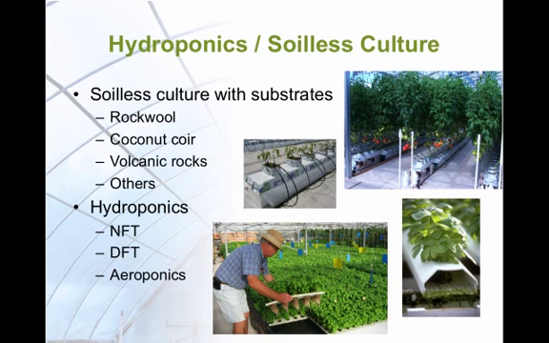Rock wool has some issue of recycling, therefore more people are now using coconut coir as alternative substrate for soilless culture. And hydroponics technically do not require any substrates. For example, NFT system on your right hand side or DFT system at the bottom really don't require any substrates. And aeroponics is another example of growing plants without substrate.